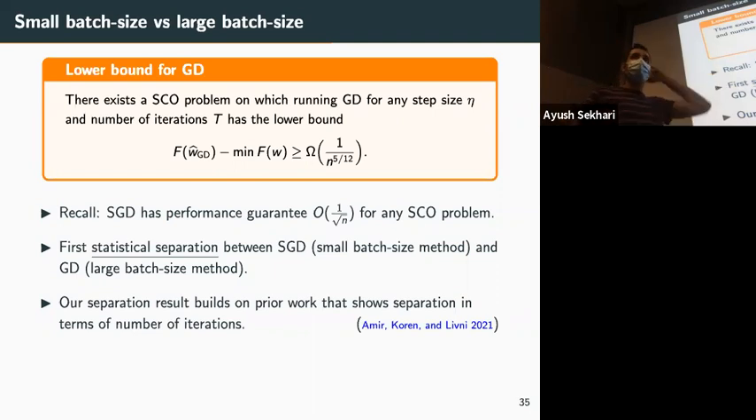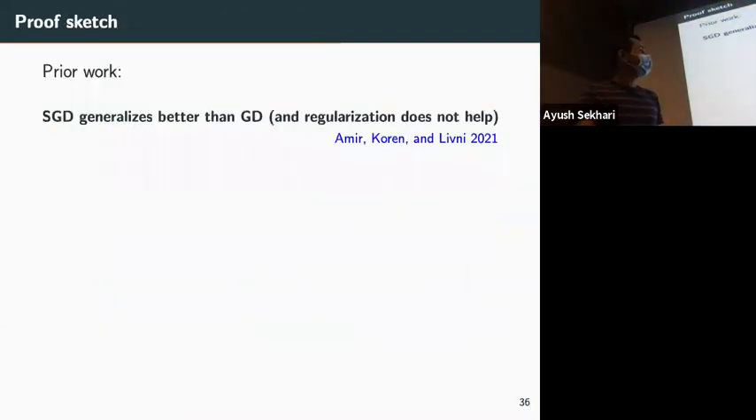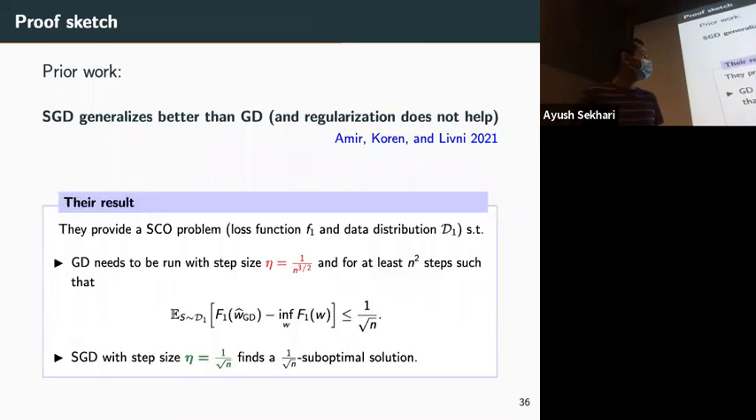Okay, so this statistical separation between GD and SGD is shown using constructions from prior work that provide separations in terms of iteration complexity. So the prior work that discusses this iteration complexity separation provides the following result. They construct a SCO problem for which GD needs to be run for quadratically more steps, in particular n squared steps, so as to match the performance guarantee of SGD. But at the same time, they also show that for this problem, if you want to match the performance of SGD, GD has to be run with a smaller step size, in particular a step size of 1 by n to the 3 by 2, instead of 1 by root n.